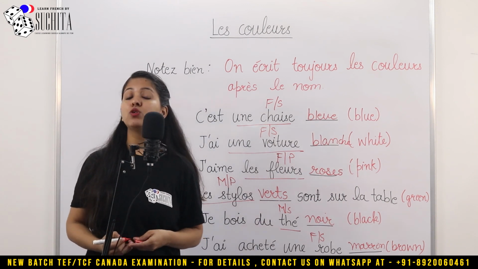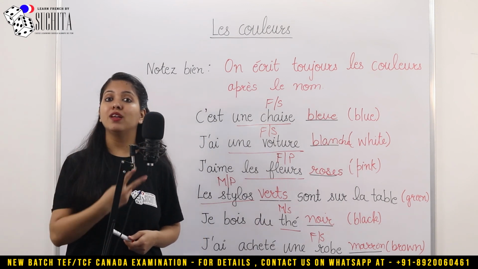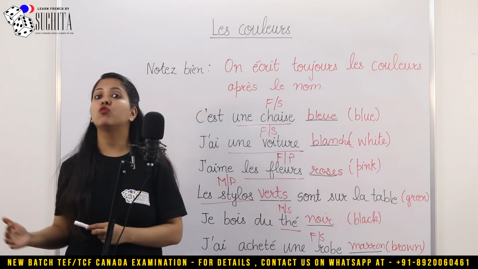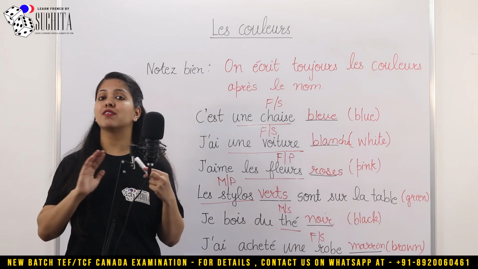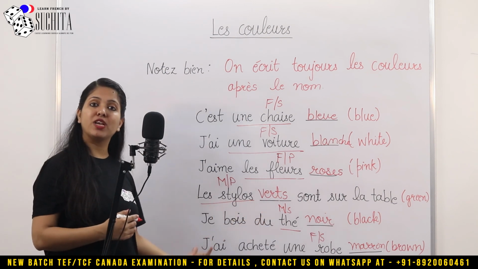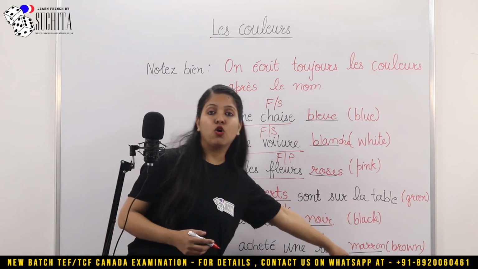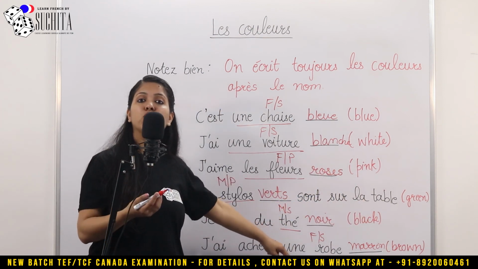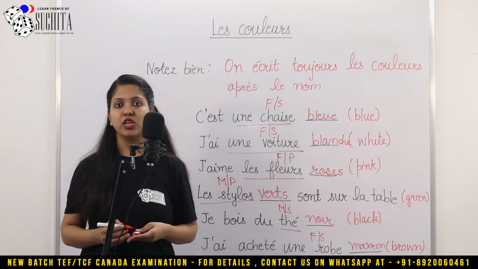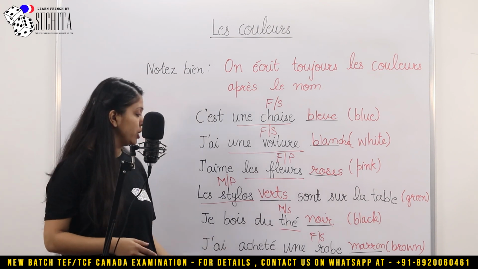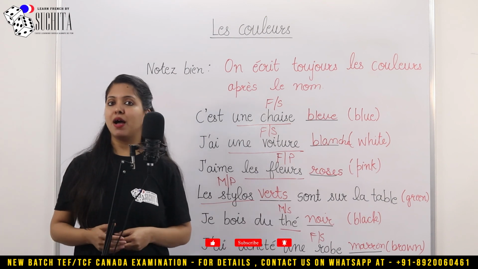But now the rule here says, I told you there are two colors, marron and orange, which remain static in all the four forms. There is no feminine of this, there is no plural of this. So if you want to say I bought a brown dress, you will say j'ai acheté une robe marron. You will not change it into feminine, and if it would have been plural also, then also you would not have changed it. So two colors, marron and orange, they do not change. J'ai acheté une robe marron.